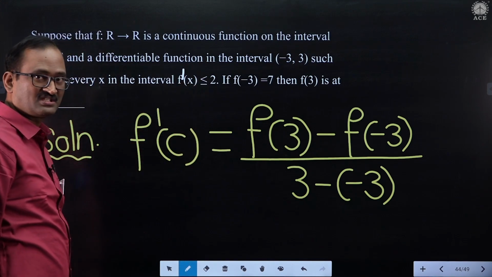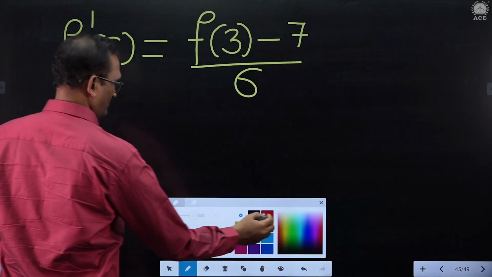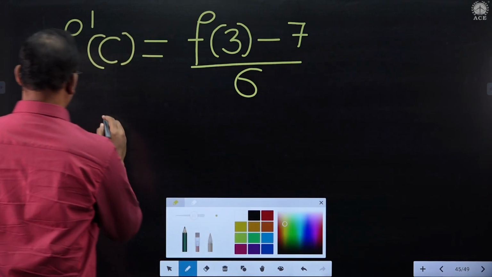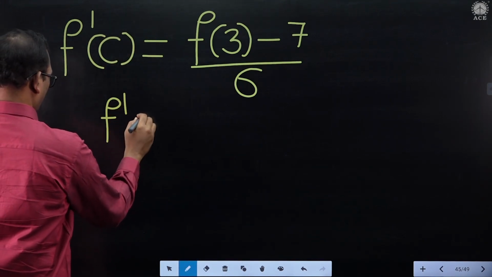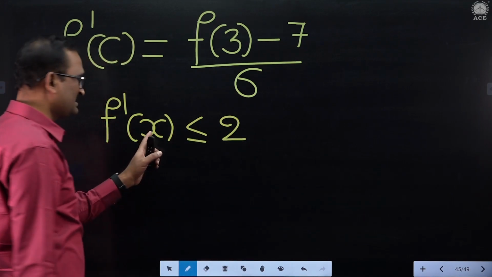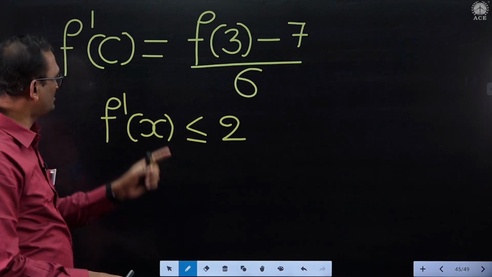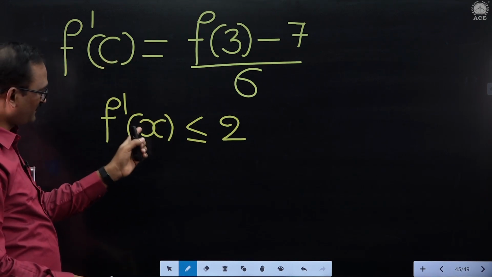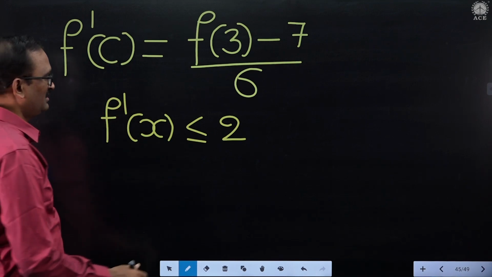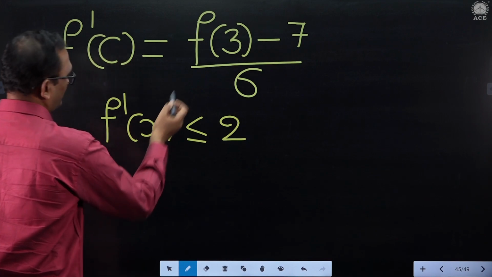f dash of x is less than or equal to 2, where x is any value in the interval a comma b. That any value was assumed to be c. So f dash x means f dash of c. So x is any number in the interval of -3 comma 3.